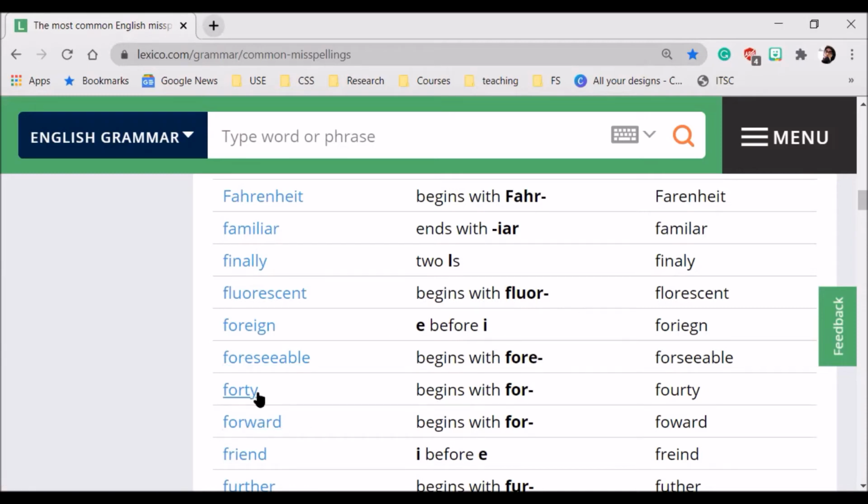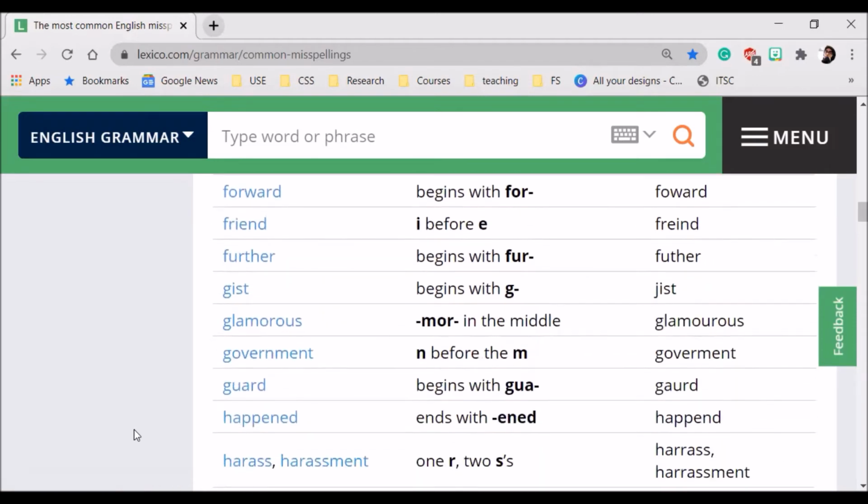But we have forty here, so we don't have for and then T. So that's why we have no E here. Similar in forward, we have friend. Okay, friend is like achieve and believe. To achieve a good friend, you have to believe in friendship.